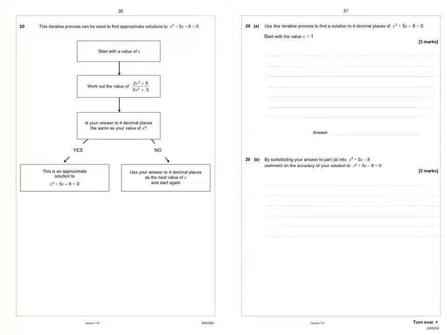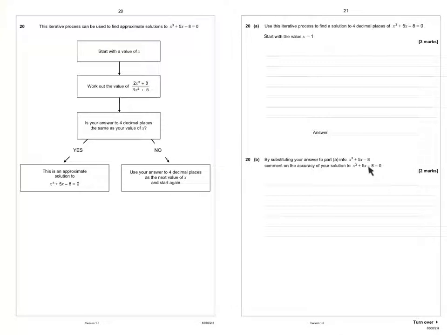Question 20b. By substituting your answer to part A, so you'll have some answer here, x equals something that is up to 4 decimal places. By substituting your answer to part A into this expression, x cubed plus 5x take away 8, comment on the accuracy of your solution to x cubed plus 5x take away 8 equals 0.